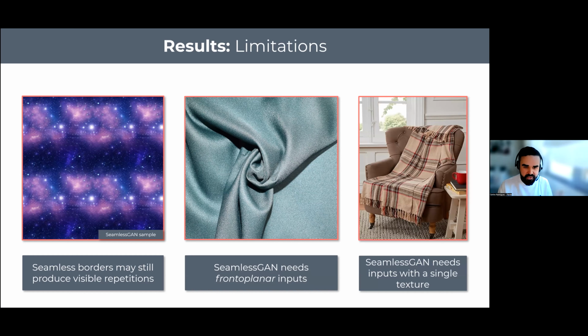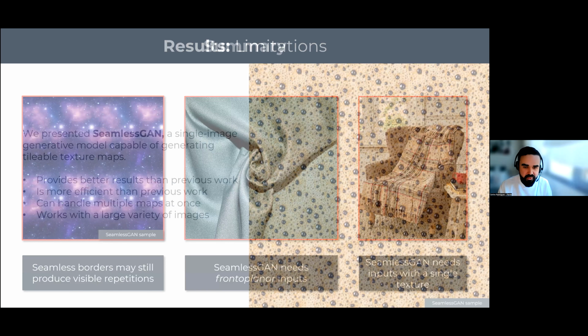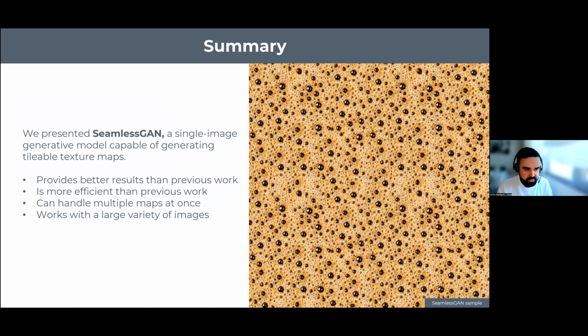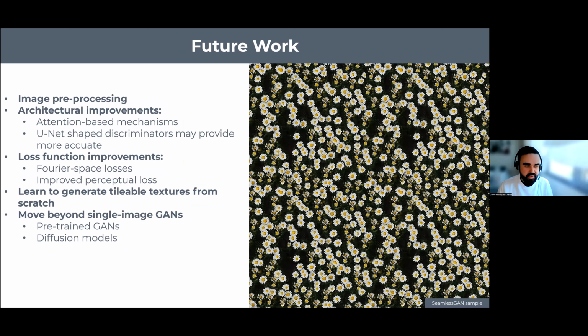So yeah, in summary, we have presented SeamlessGAN. It's a single image generative model capable of generating tileable texture maps. It provides better and faster results than previous work, can handle multiple maps at once, and works with any type of texture in the regularity spectrum. For future work, we would like to explore image pre-processing for improving the images that we feed to SeamlessGAN, architectural and loss function improvements. Also, we would like to learn to generate tileable textures instead of sampling from the model. And we would also like to explore moving beyond the idea of single image scans, which is kind of limiting.